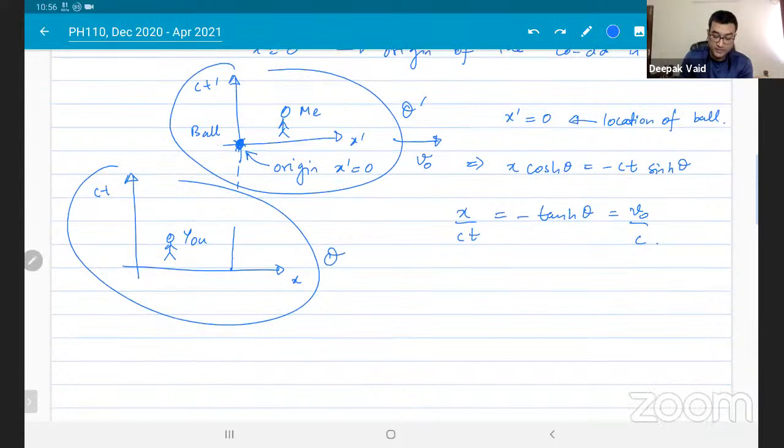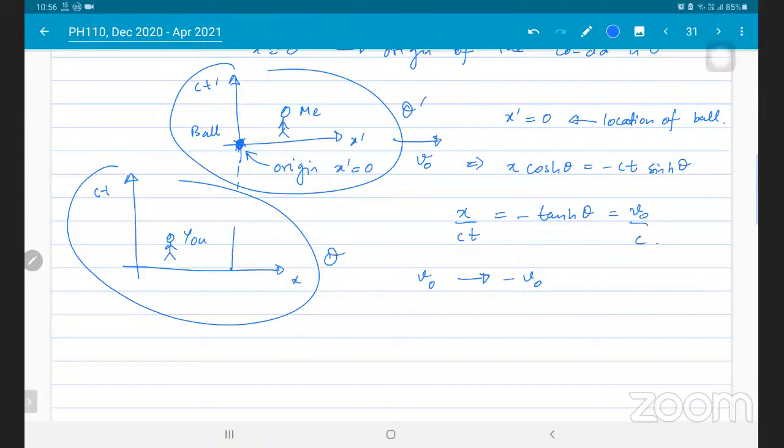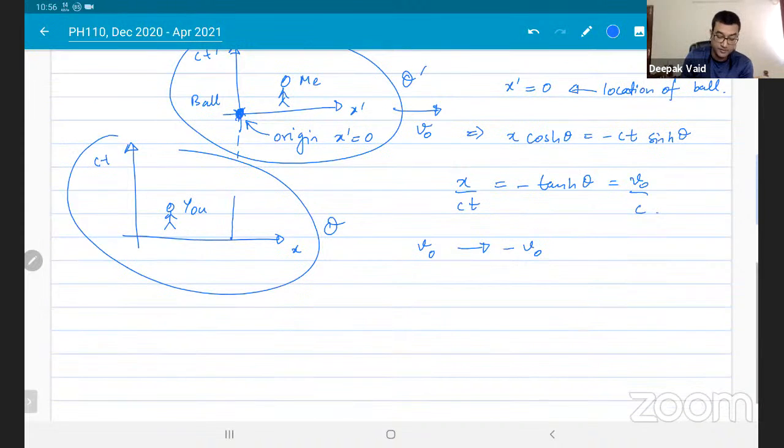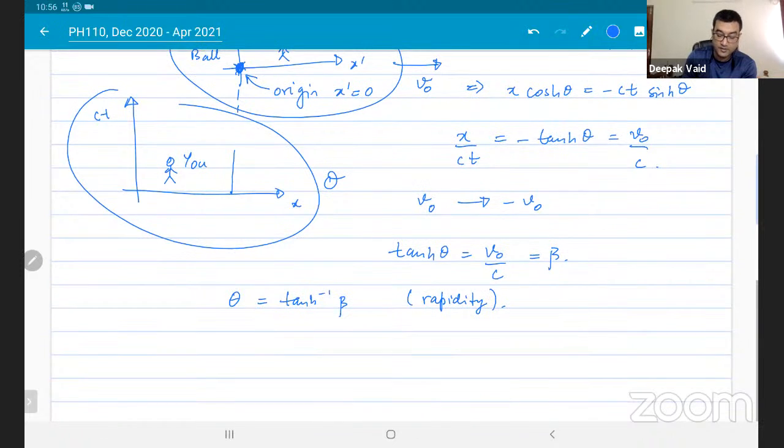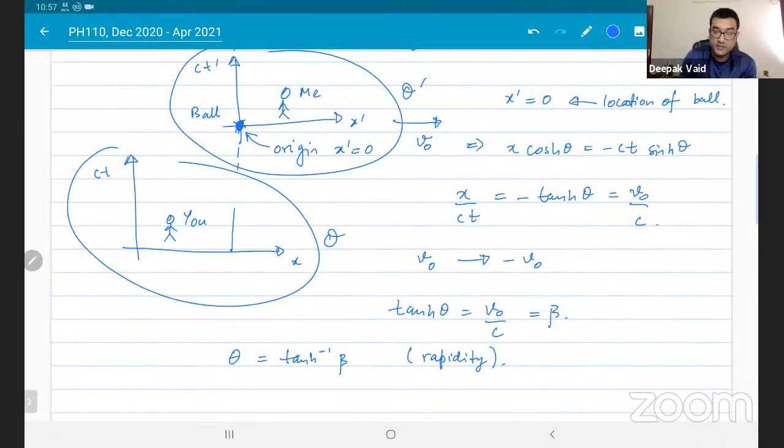And I'm getting a minus sign. So for convenience, I can just work with the velocity going in the opposite direction. So I'll say tan theta is equal to V naught by c, which is equal to beta. So that's what this theta is. This theta is tan inverse, and it is known as the rapidity.